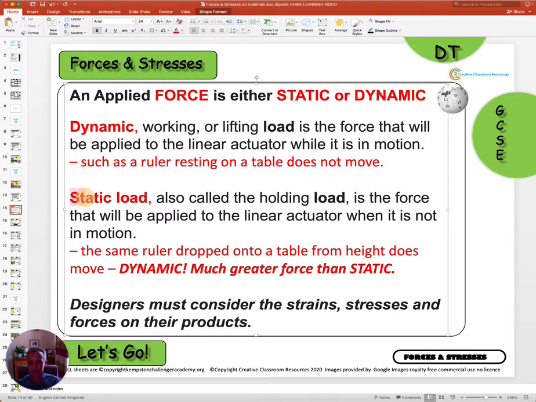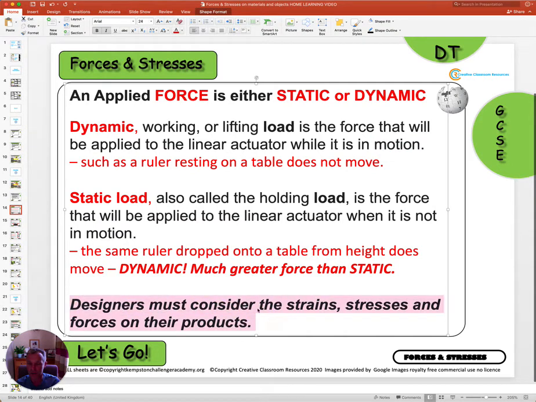Okay, a static load is also called a holding load. It's a force that will be applied to the linear actuator when it's not in motion. The same ruler dropped onto a table from different heights does move. Dynamic, much greater force than static. So all you need to think about is static force is something which is applied where something is still, and a dynamic force is something which is applied where something is in motion. Hence the word dynamic, hence the word static.